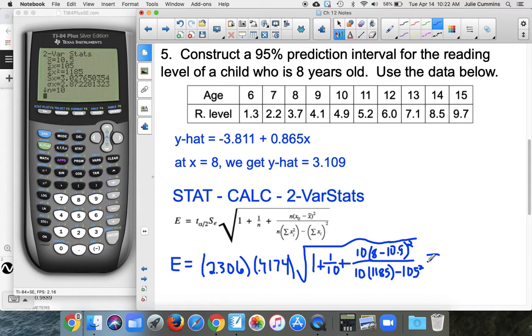Now, the trick is getting this all in your calculator. I recommend you start with this fraction. Put parentheses around the entire numerator and the entire denominator here. So do this part and then add 1/10 and 1. And then once you have that answer, take the square root of it and then multiply it by these two things. I know that's a challenging thing to get in your calculator. But we get 1.043793 when you do all of that.